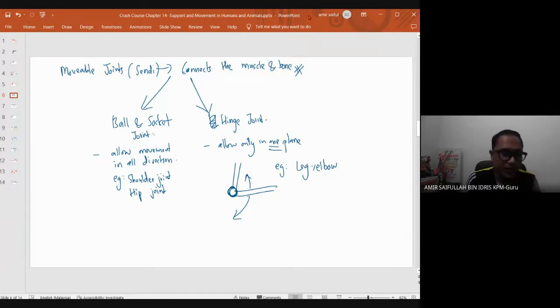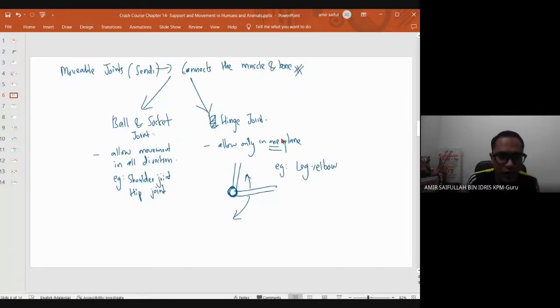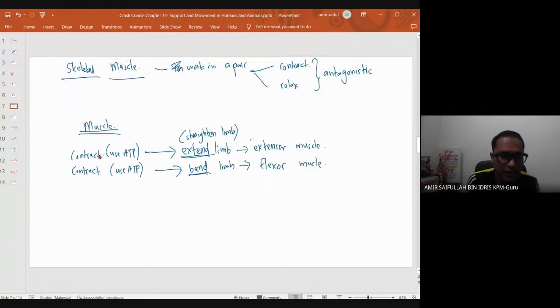So now, movement. Just now, this one is done already. So hinge joint allows movement in only one direction. Ball and socket allows movement in all directions. So this is what I explained just now. Skeletal muscles work in pairs, so they contract and relax antagonistically. One contracts, one will relax. One relaxes, one will contract. So when they contract, if they extend the limb, they are called extensor muscles. When they contract, they bend the limb, they are called flexor muscles.